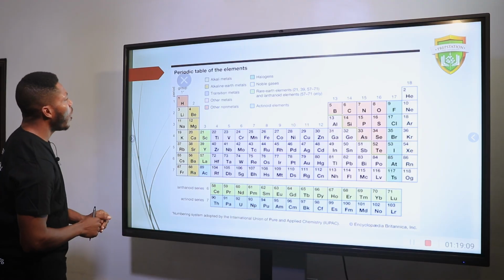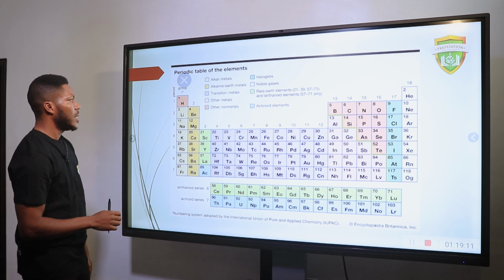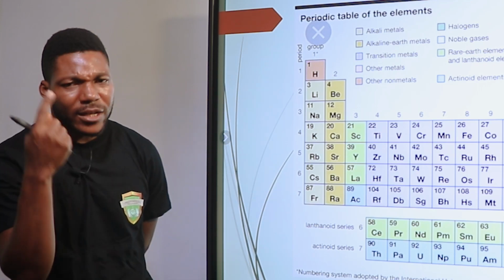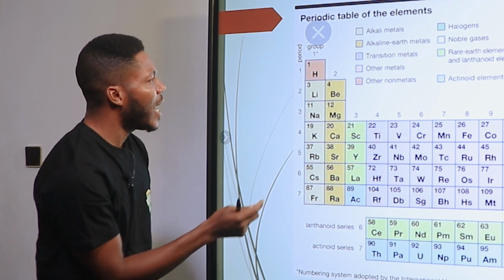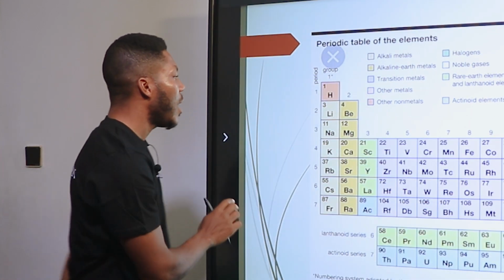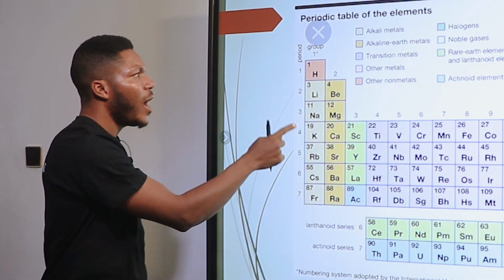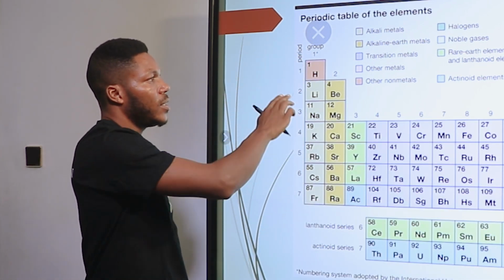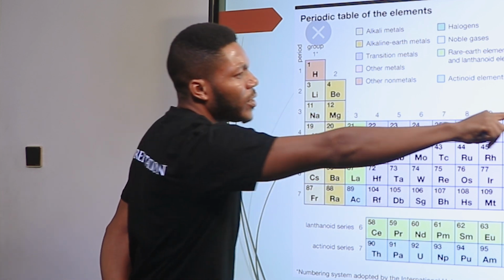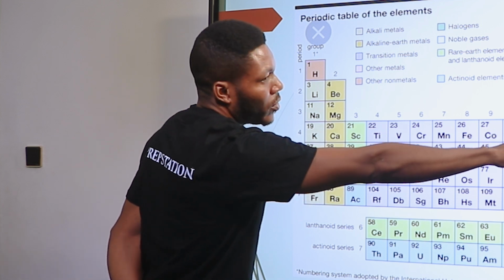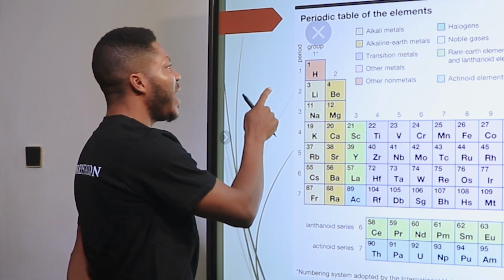So elements of group 1 contain 1 electron in their valence shell. That is why they are placed under group 1. Okay, this is your group. We have 8 groups. Your vertical line is your group. Horizontal axis is your period. So we have 8 groups.